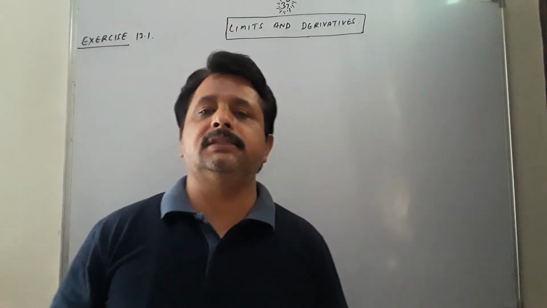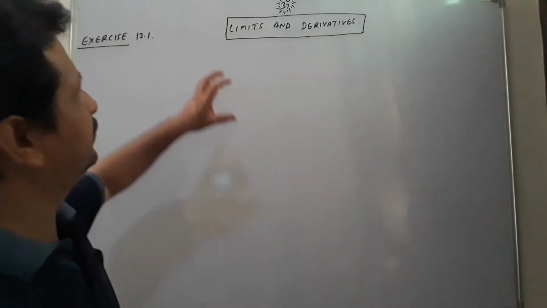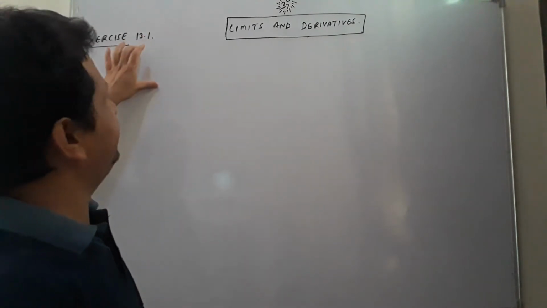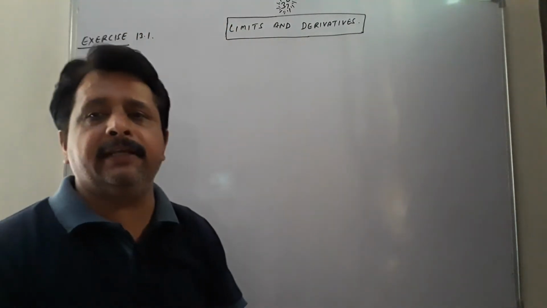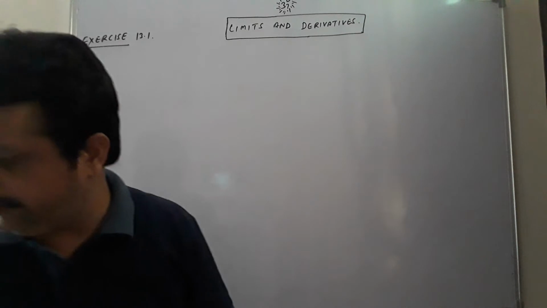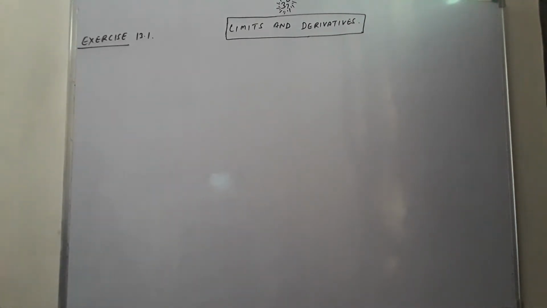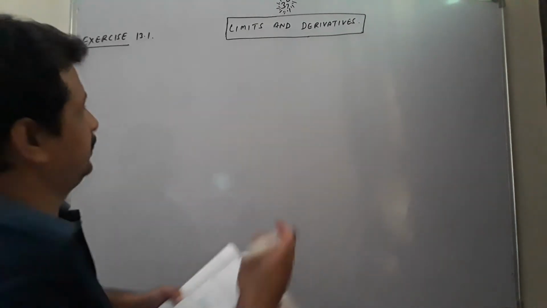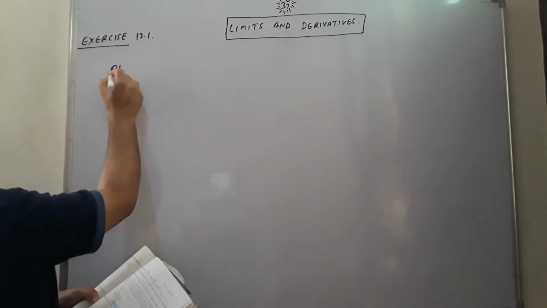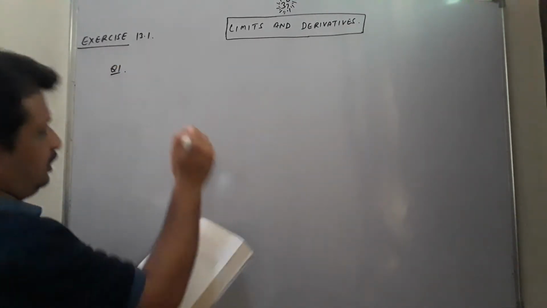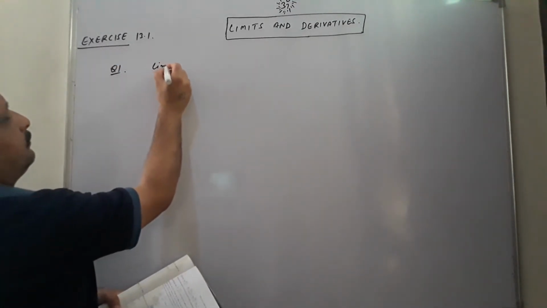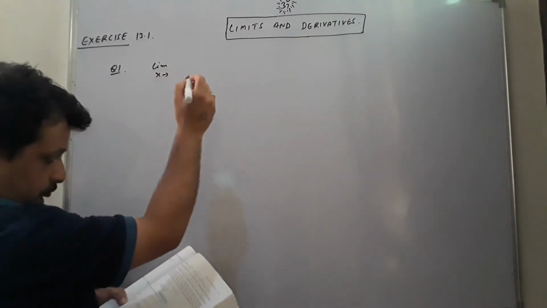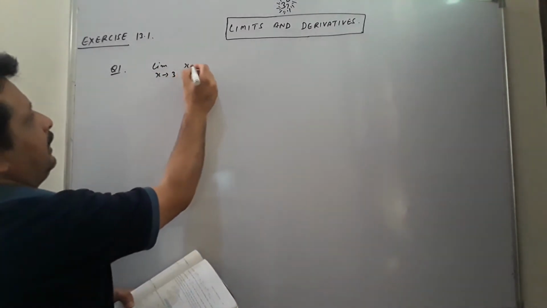Good morning, students. Let us continue with chapter number 13, Limits and Derivatives. It's exercise 1. Let us come to question number 1. Question number 1 is limit x tends to 3, x plus 3.